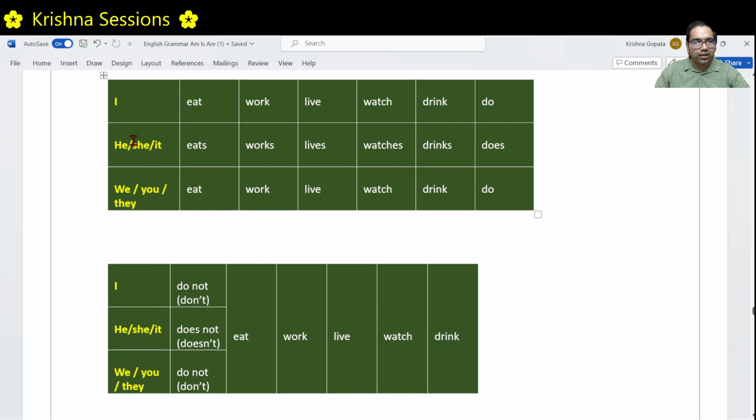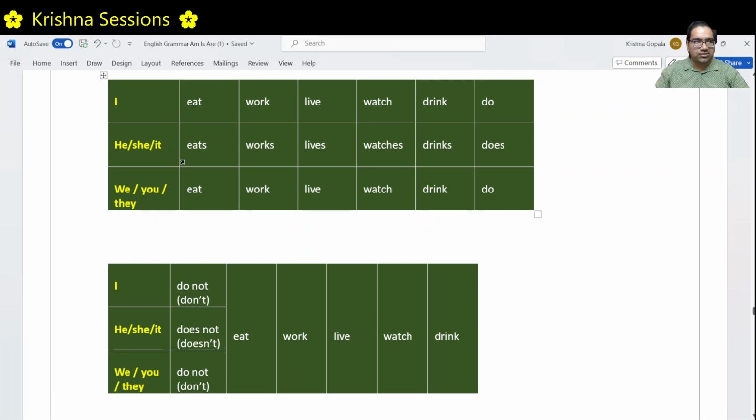Now, for negative sentences, we use these forms: do not for I, does not for he, she, it, and again do not for we, you, they. I, we, you, they do not; he, she, it does not. Please look at it carefully. I do not eat fish. He, she, it does not eat fish.